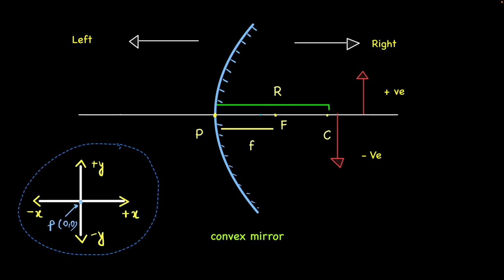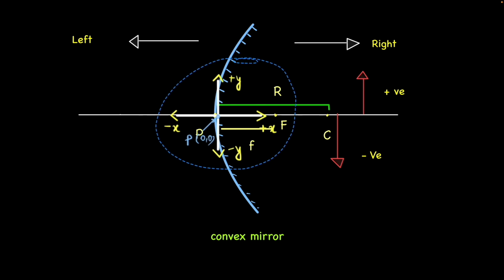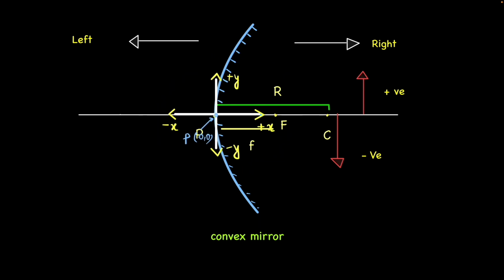If we place these coordinates here, we notice that the right side is positive, the left side is negative, the upward direction is positive, and the downward direction is negative. The rule is exactly the same. But what is changing here? The position of the focus, center of curvature, focal length, and radius of curvature. Because of this, the sign convention will change in a convex mirror.